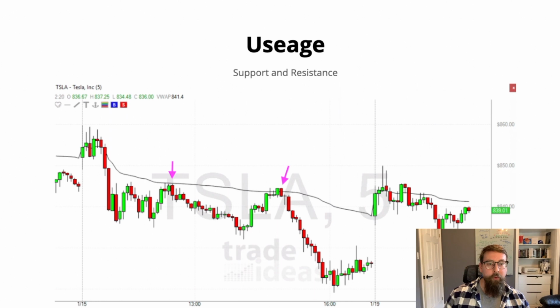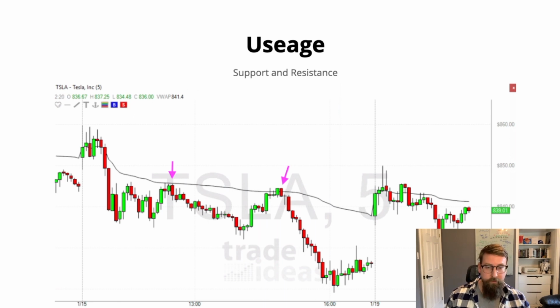So you'll notice, if you pay a lot of attention to this, that sometimes it actually acts as support and resistance. As you can see with the two arrows here, on this day on Tesla, VWAP was resistance. You could have waited out the first hour or so and then taken any touch of VWAP after that, and that would have ended up being profitable. And this is one of the most common ways that this is used.